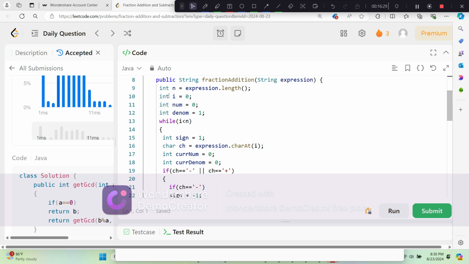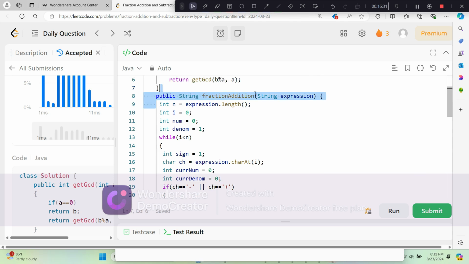Now come to this part. First of all, I am getting the length of the expression, whatever expression is given to us. I am just declaring these values, right? Num and denum, the ones which we started with. So num equal to 0 and denum equal to 1.